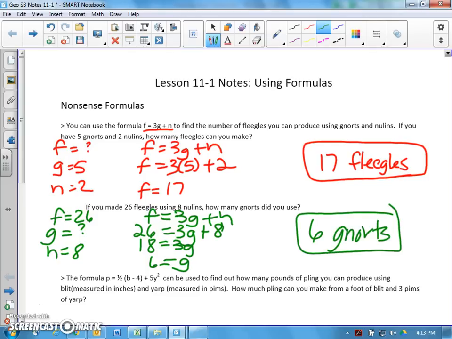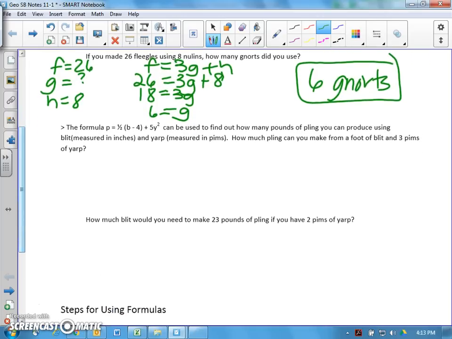All right, let's look at the next nonsense formula. This formula can be used to find out the pounds of pling you can produce using blit, which is measured in inches, and yarp, which is measured in pims. So we need to figure out what our P, B, and Y all represent. It says how much pling, so we don't know that, can you make from a foot of blit. Now if you notice, blit is measured in inches. So when this says a foot of blit, this is going to be 12 inches. And we have 3 pims of yarp, so that's just going to be 3.